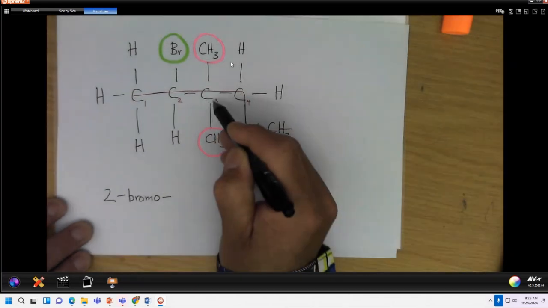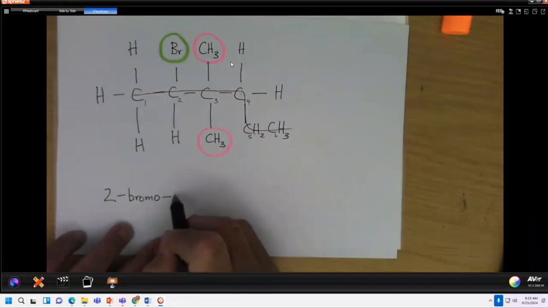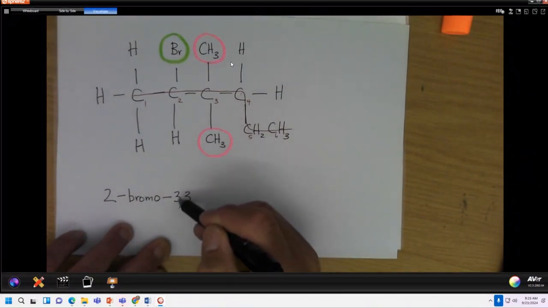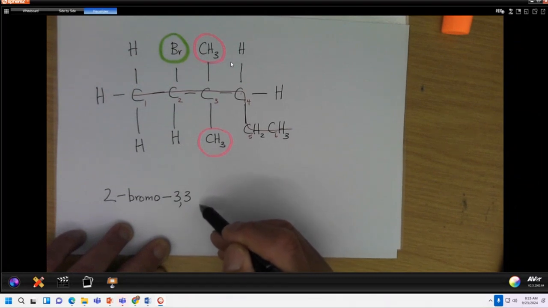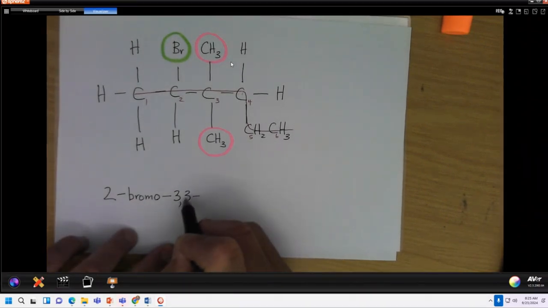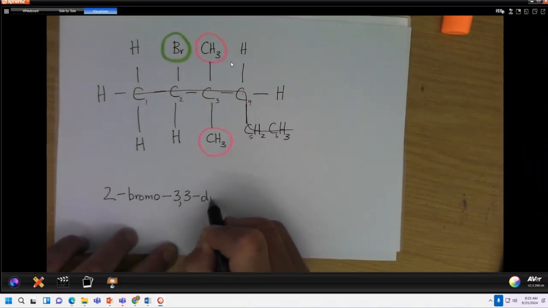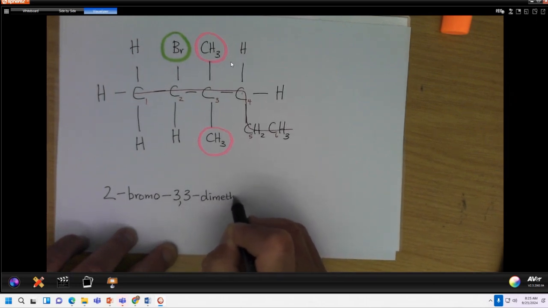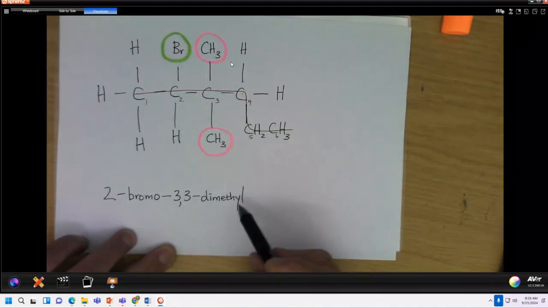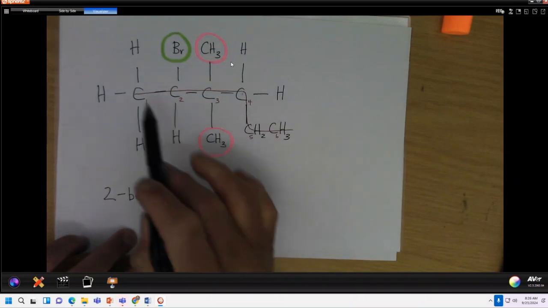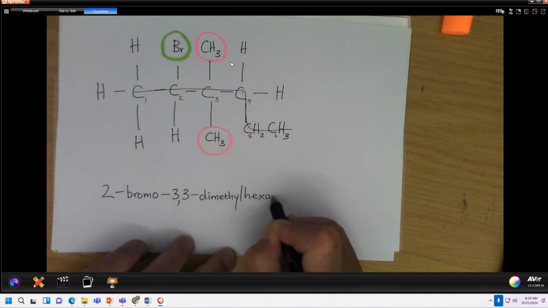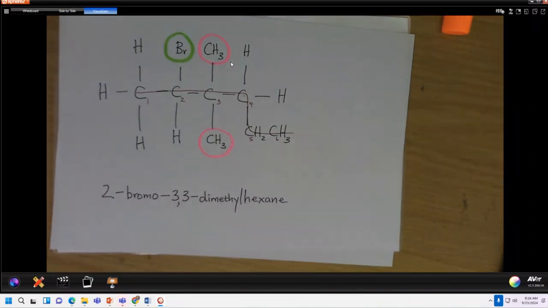And on the third carbon, I'm going to say 3, 3. That means on the third carbon, as well as on the third carbon, right? There must be dimethyl, but I must put a dash there, dimethyl, right? So the di means two of them, methyl, there's the methyl group. And then there's 6 carbons, so that is hexane. Okay, there's the name of that compound.